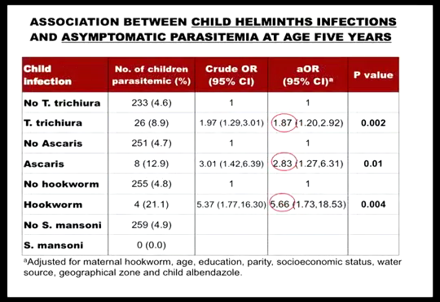Again, I looked at the association between child helminth infections and asymptomatic parasitemia, restricting this analysis to age 5 years. Similar to the table before, but this time looking at the odds ratios. We had 8.9% of children with trichuris who were parasitemic at any one time, compared to only 4.6%. A similar pattern for ascaris, with a larger proportion with ascaris being parasitemic at any one time point, and lower for those without ascaris, and for hookworm.